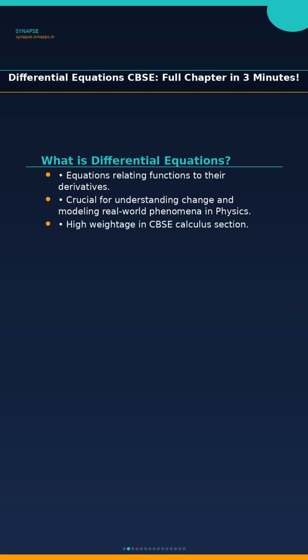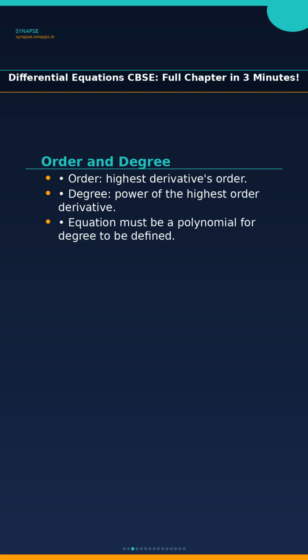Now, why does this matter for CBSE? Well, they're a big part of your calculus syllabus, so understanding them is key to scoring well. Let's start with the basics, order and degree. The order is just the highest derivative you see in the equation. The degree is the power of that highest derivative, but only if it's a polynomial equation.